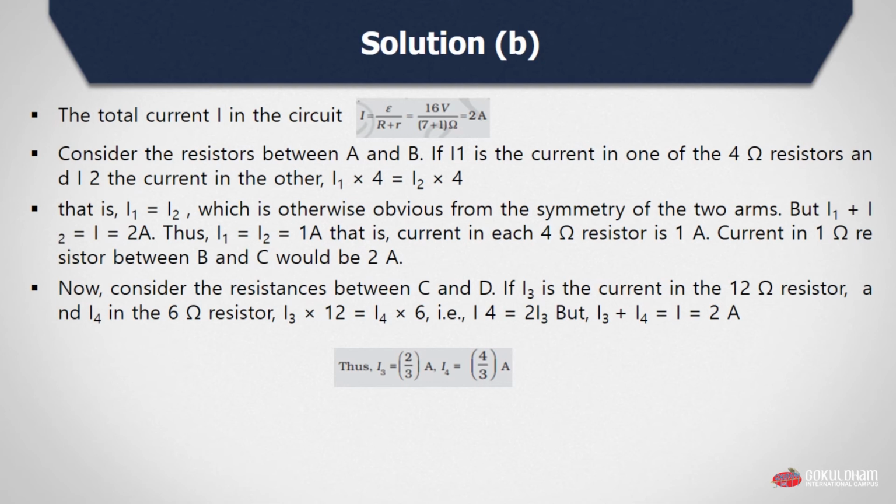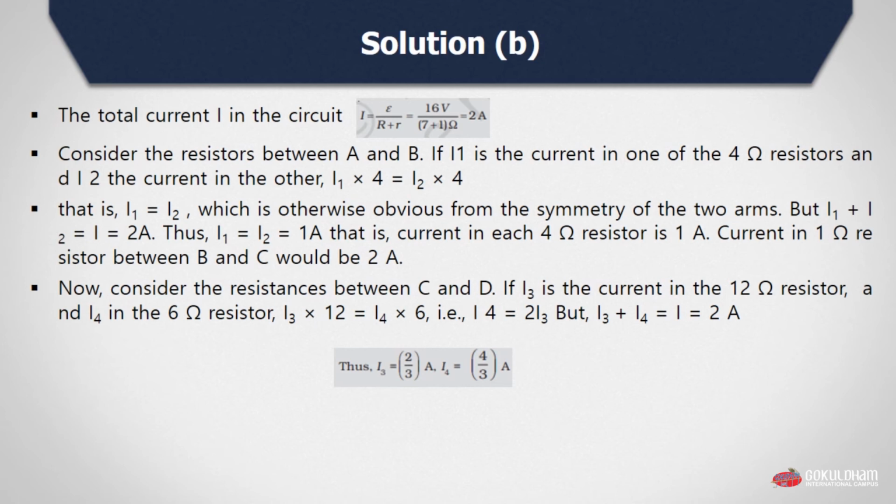Now consider the resistors between A and B. If I1 is the current in one of the 4 ohm resistors and I2 is the current in the other, then I1 into 4 is equal to I2 into 4, that is I1 equals I2, since the 4 cancels on both sides. This is otherwise obvious from the symmetry of the two arms. But I1 plus I2 is equal to I, which equals 2 A, and thus I1 equals I2 equals 1 A. That is, the current in each 4 ohm resistor is 1 A. The current in the 1 ohm resistor between B and C would be 2 A.